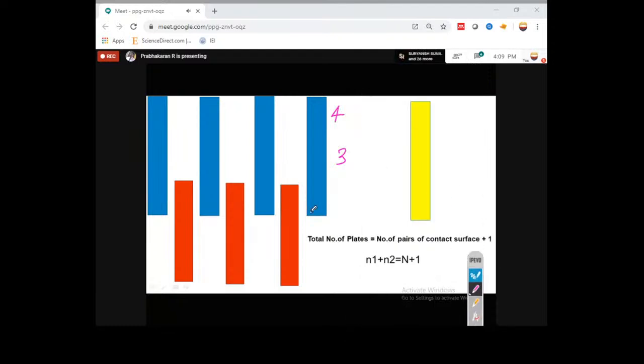So see how it arrives. I'm going to explain what the number of plates is and what the number of pairs of contact surfaces is. Here, this is the first plate, second plate.